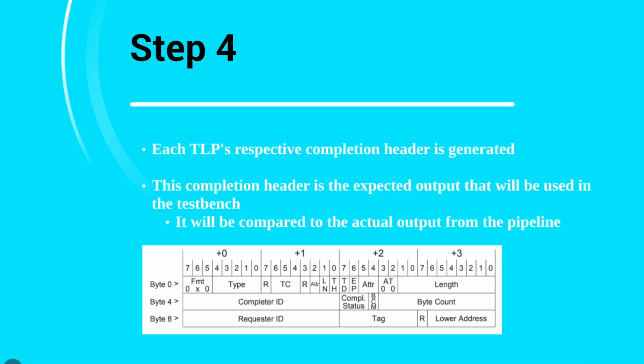The fourth step is to create a completion header for each TLP. This completion header is going to be used as the expected output in the test bench. It will be compared to the actual output from the pipeline. The fields of the completion header can be seen below.